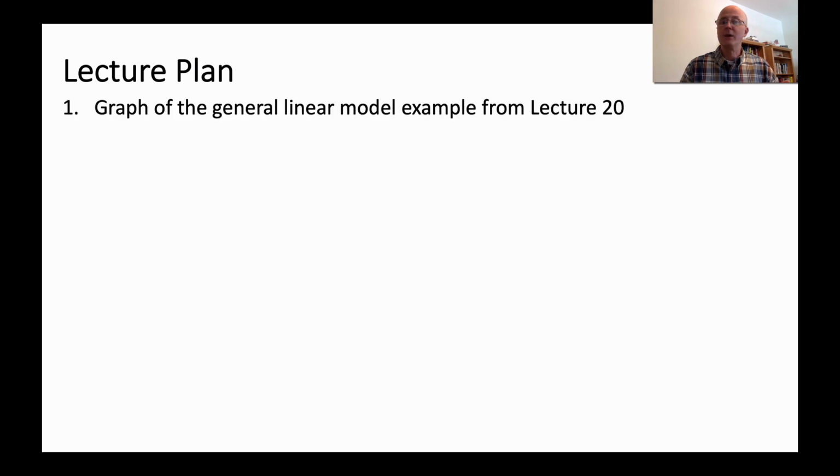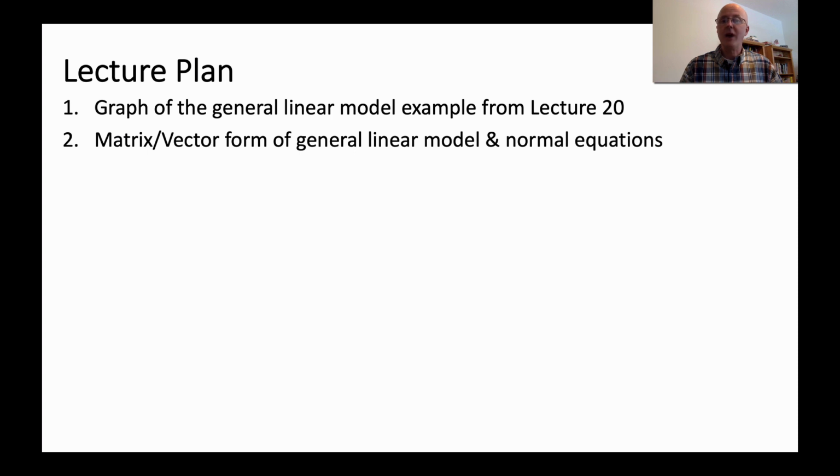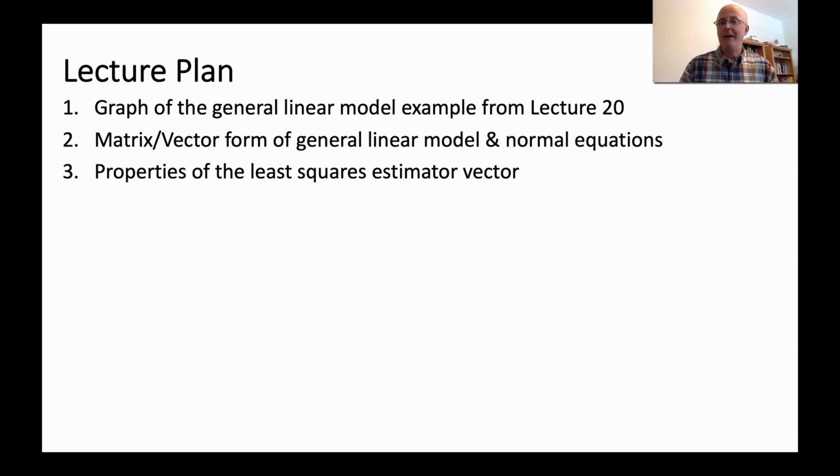Lecture plan starts with the example from lecture 20. I forgot in lecture 20 to make a graph of this example, and I think I should have put that in lecture 20. Well, we will rectify that here and show it to you in lecture 21. And we will also, at the very end of this lecture, look back at it again and apply the interval estimation theory to that example. We will then talk about, very quickly, the matrix vector form of the general linear model and normal equations, as we've talked about a lot. This is the main part of this lecture.